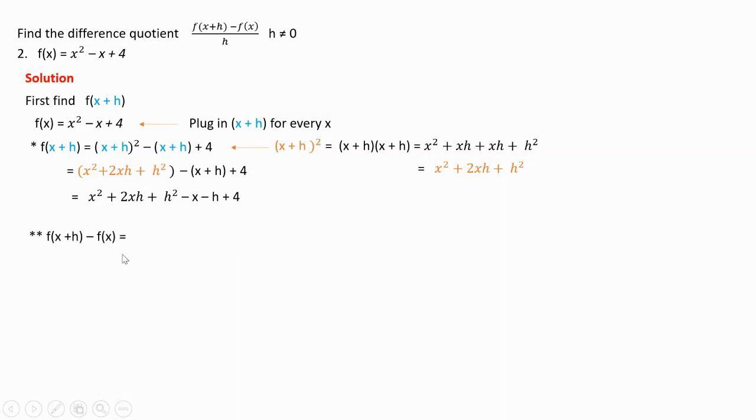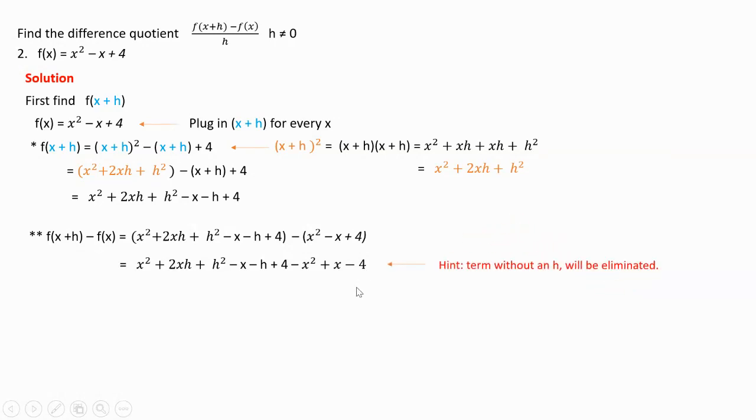So now I'm going to do the f of x plus h, which is all this. My f of x plus h minus f of x, which is the original function, as I said earlier. Now, with a minus, all these signs are going to switch: you multiply a negative times a positive and it gives you a negative. Negative times a negative will give you a positive x. Negative times a positive 4 will give us a negative 4.